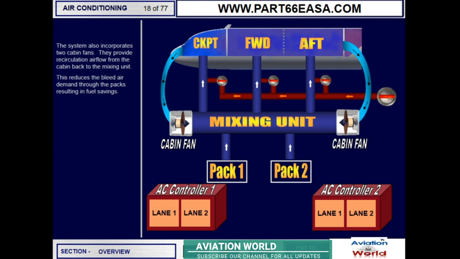The system also incorporates two cabin fans. They provide recirculation airflow from the cabin back to the mixing unit. This reduces the bleed air demand through the packs, resulting in fuel savings.